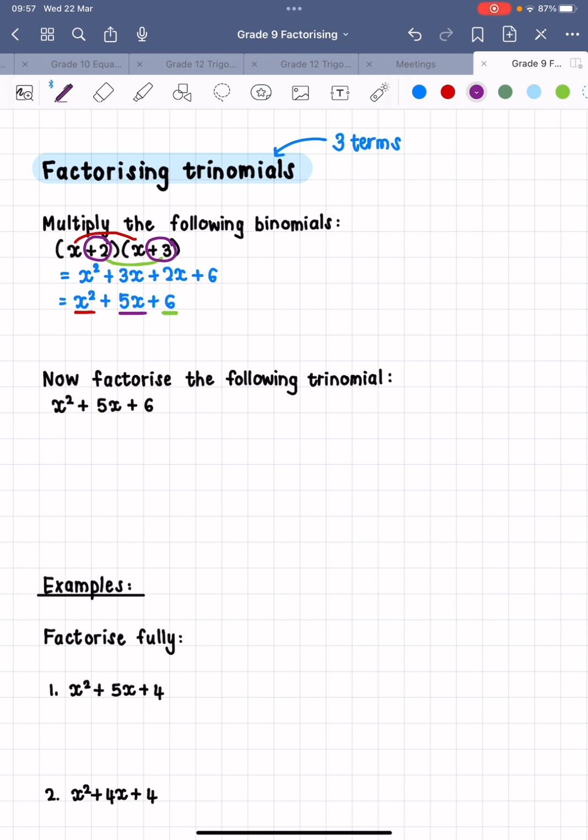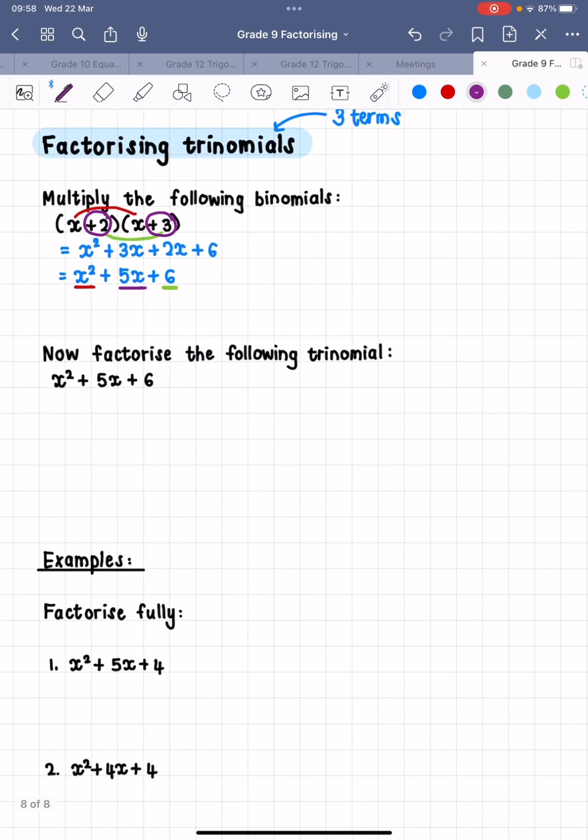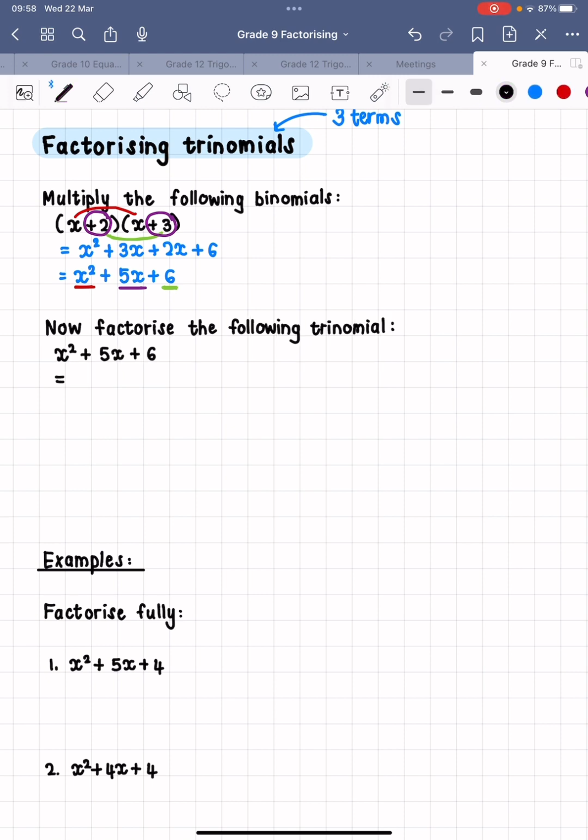Okay, so now please write down the next bit. Now factorize the following trinomial. And hopefully you can see that the trinomial that I'm now giving you guys that we need to factorize is the answer from the previous question. Right? X squared plus 5x plus 6. Now guys, we know that the answer has to be what? Remember, factorizing is the opposite of multiplying, right? So in this first example here, we went from 2 brackets, we multiplied them out, we ended up with this trinomial. Now we're starting with the trinomial, now we need to go backwards.